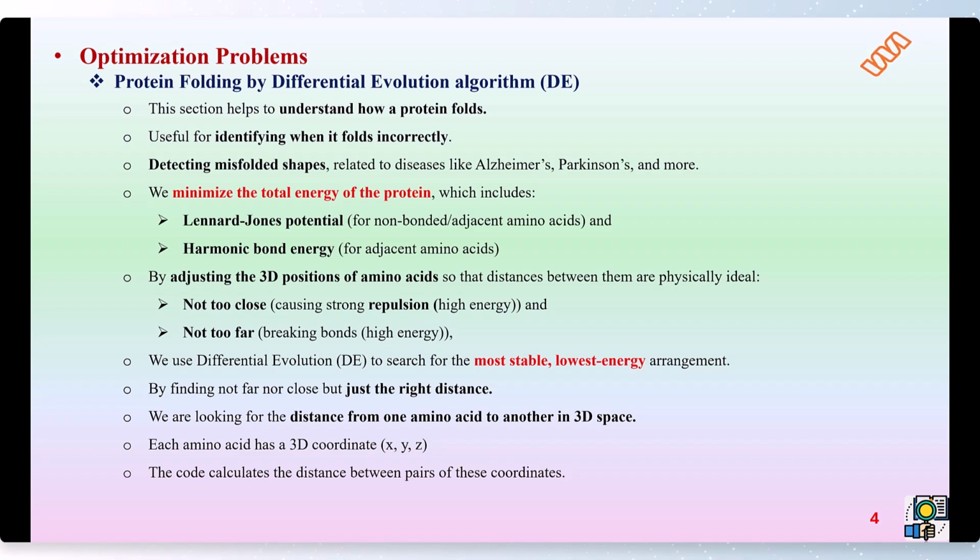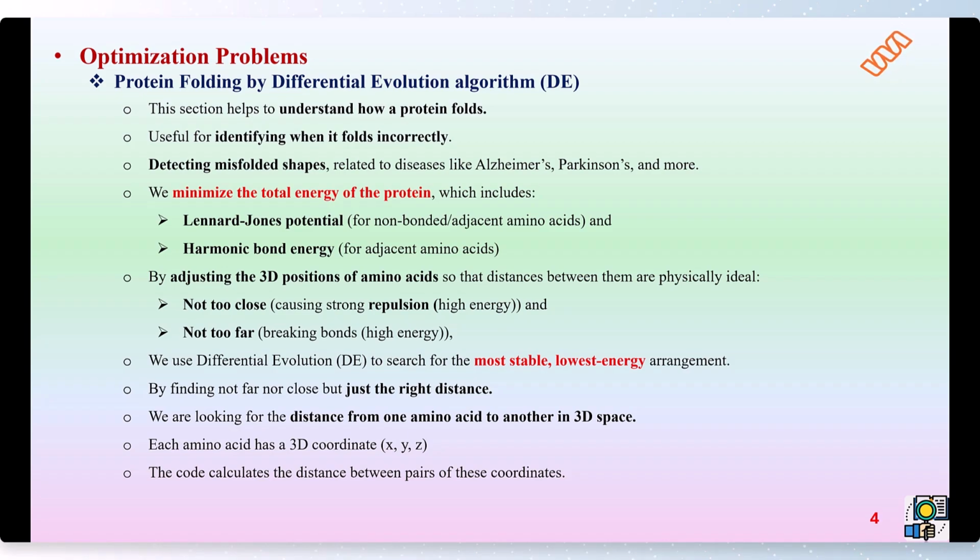We do it by adjusting the 3D position of amino acids so that distances between them are physically ideal, not too close, causing strong repulsion, high energy, and not too far, breaking bonds, which produce a lot of energy, as we are looking for lower energy to minimize the energy. That is our objective function, because both situations, too close or too far, end up in different types of diseases. We use differential evolution algorithm to search for the most stable, lowest energy arrangement by finding not far nor close but just the right distance.